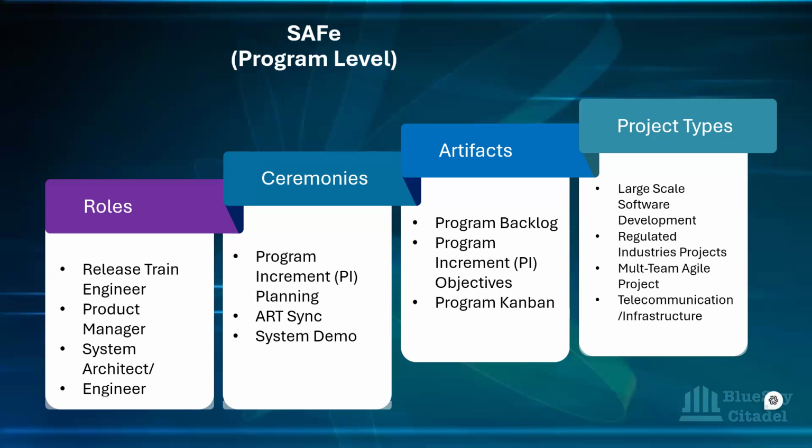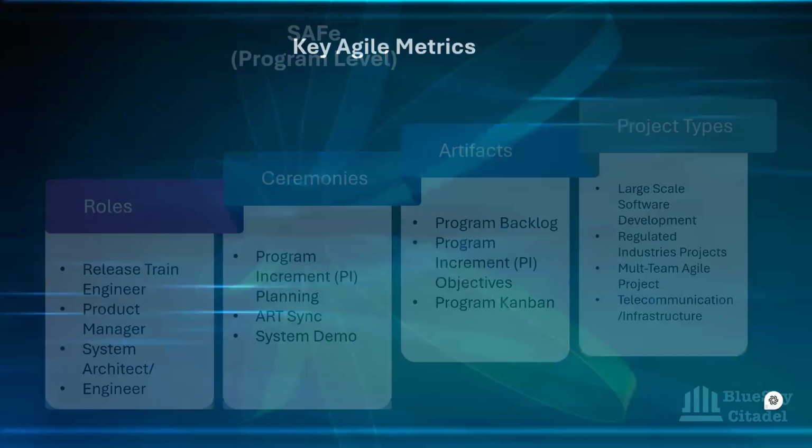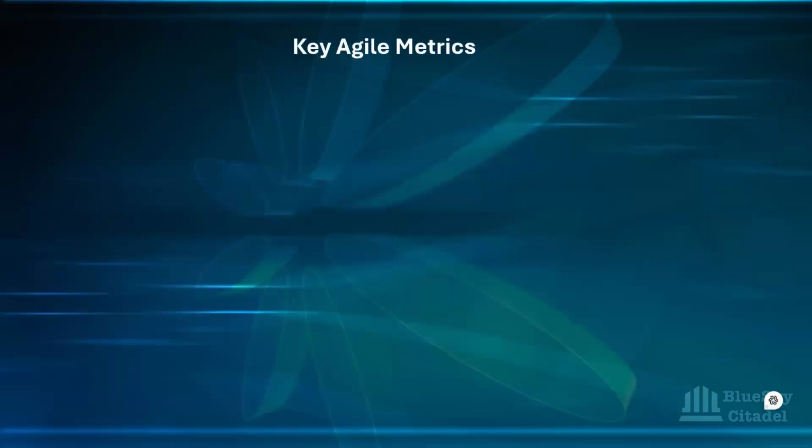So there are more than these four. We're just limiting things to this for now. Okay, so quickly we want to look at some key agile metrics.